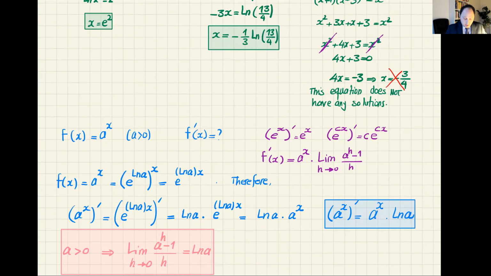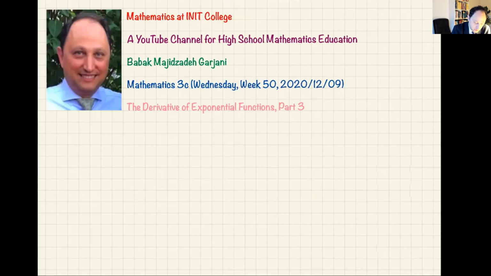Okay, now let us finalize this because there is also one more formula in the book. And the question is that what happens if you have a to power a constant times x? Okay, so that's also very easy. So the question is now this. If f of x is equal to a to power cx, a should be positive, c is any constant.